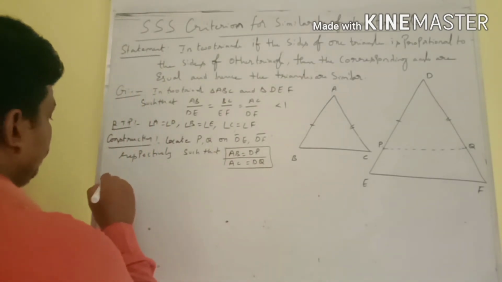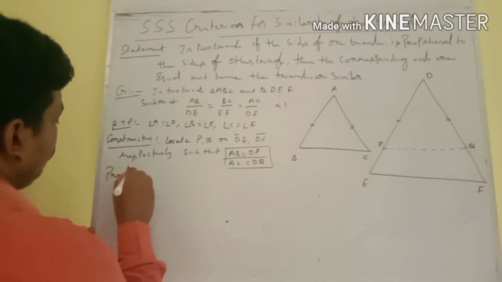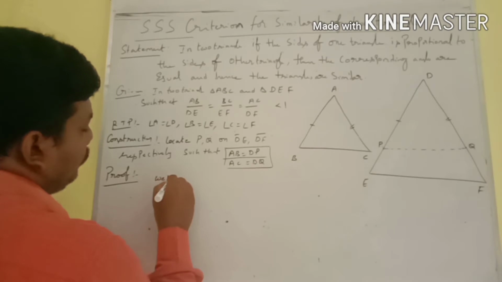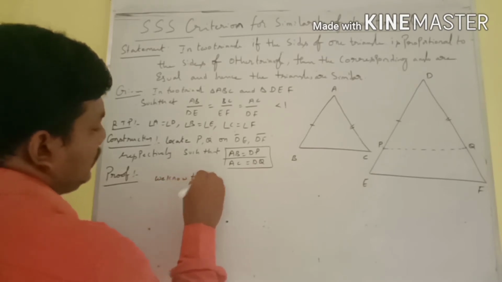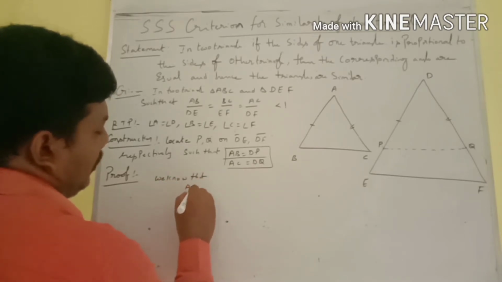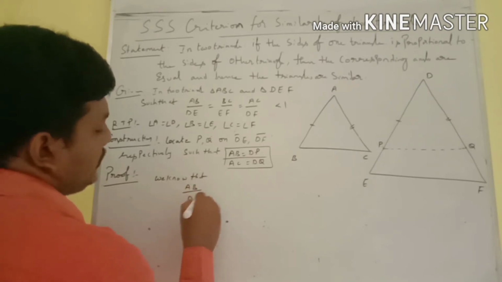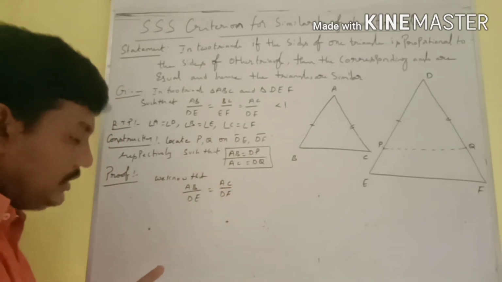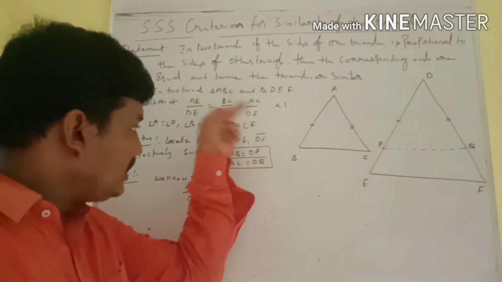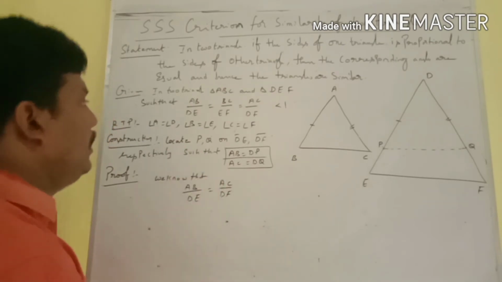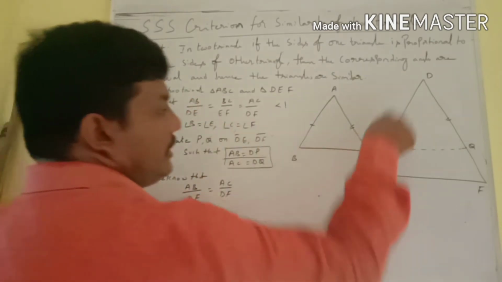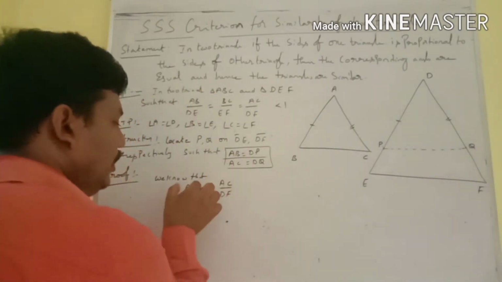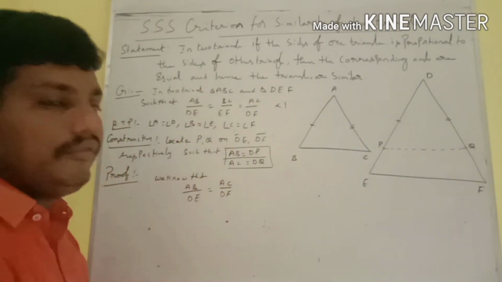Now for the proof. We know the condition that AB by DE is equal to AC by DF. Why should we consider only these two ratios, and not BC by EF? Here, on the DE side P is there, and on the DF side Q is there. That's the reason I am going to consider the AB by DE and AC by DF ratios.